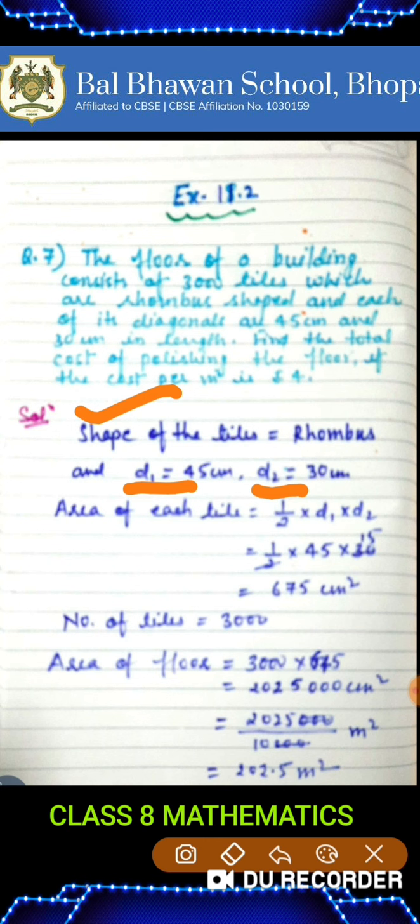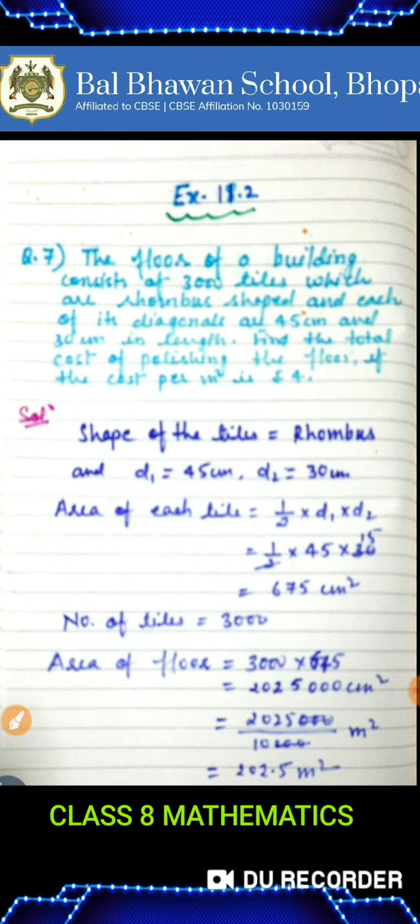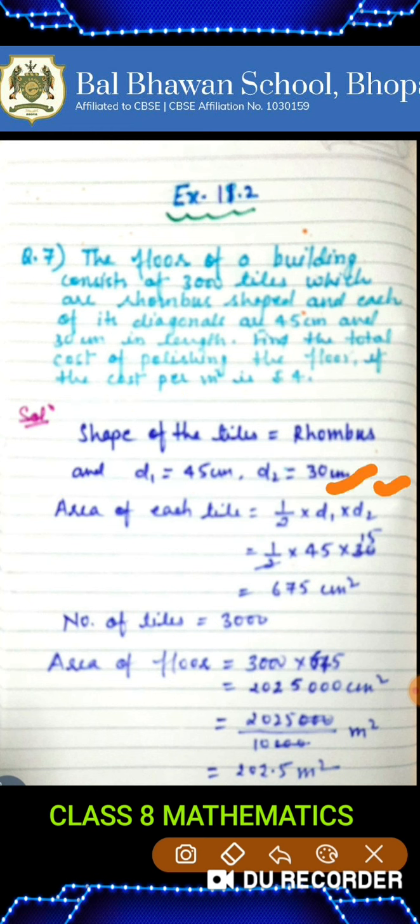So first of all, we will find out the area of each tile. So for that, we should know what is the formula of area of a rhombus. That is 1 by 2 into diagonal 1 into diagonal 2. Means if we have the values of both of the diagonals, we can find out the area of rhombus. So by calculating, I got 675 centimeter squares.